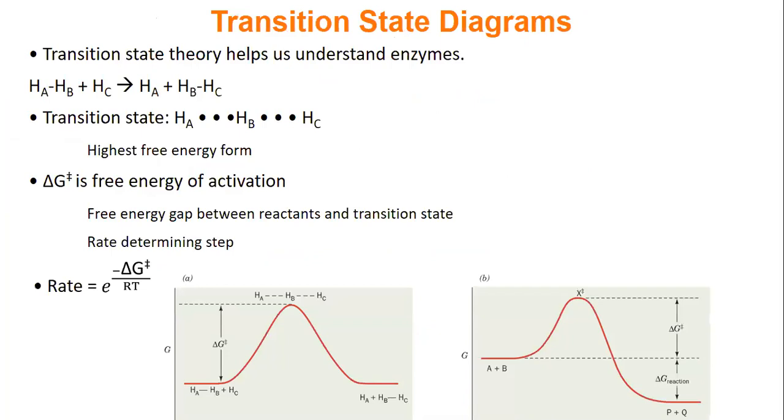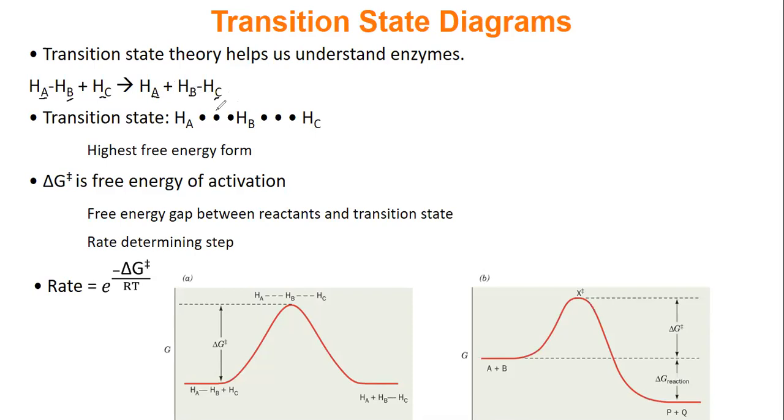Right. So the way that enzymes actually work is through this idea of transition states and transition state theory. The idea of transition states can be shown here in this example reaction. In this reaction, I have a molecule A and B, HA, HB, right? And I'm going to combine that with another molecule HC. And then I'm going to form HA by itself, and then HB and HC are now connected.